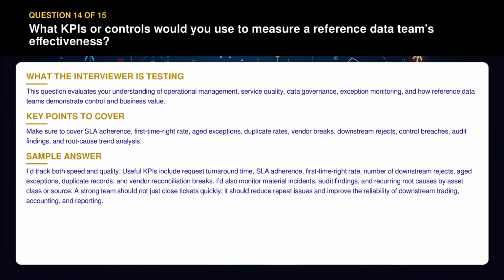I'd track both speed and quality. Useful KPIs include request turnaround time, SLA adherence, first-time write rate, number of downstream rejects, aged exceptions, duplicate records, and vendor reconciliation breaks. I'd also monitor material incidents, audit findings, and recurring root causes by asset class or source. A strong team should not just close tickets quickly. It should reduce repeat issues and improve the reliability of downstream trading, accounting, and reporting.